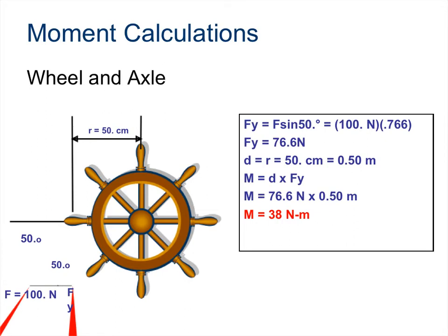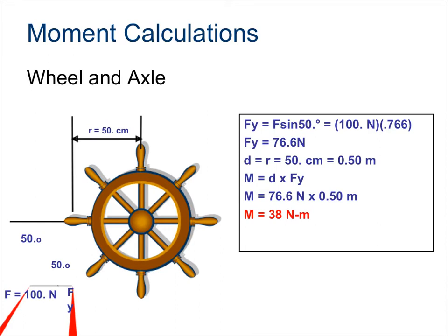So in this example, again, we have our same wheel and axle with a radius of 50 centimeters. I need to convert that 50 centimeters to meters, so that's 0.5 meters. However, in this problem, we see we have a diagonal force of 100 newtons. To calculate our moment for this wheel and axle system, we need to find the vertical force since there is a given horizontal distance. So I need to calculate the force of this vector in the y direction.